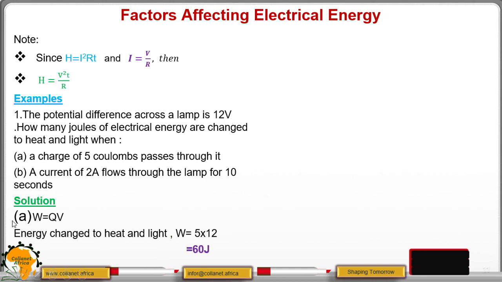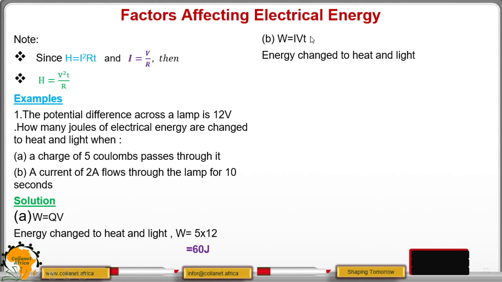So when you multiply, you find the work done. If you look at the question, it was asking how many joules of electrical energy, and that joules is equivalent to the work done. So in our calculation, you find that it will be 60 joules of energy. Then part 2, you're supposed to get the work done, or the joules of electrical energy that is changed to heat and light, when we have this kind of current passing.